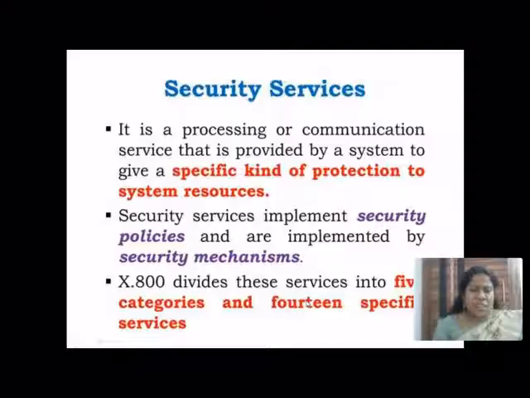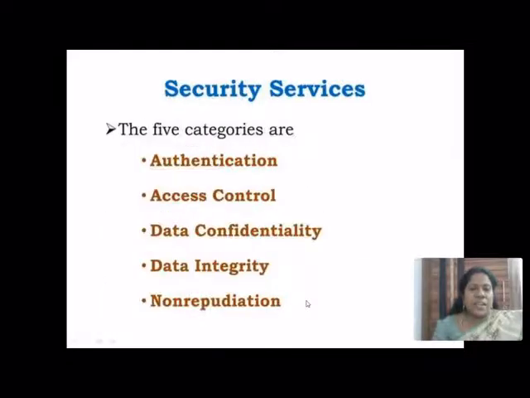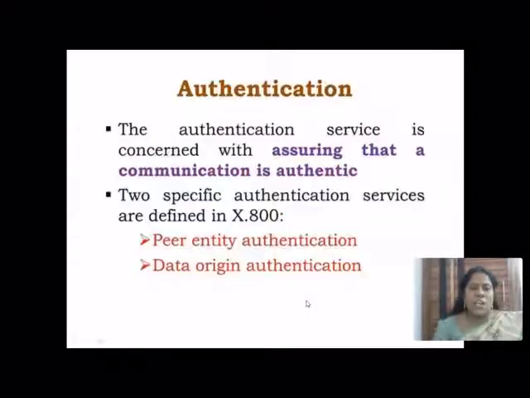Next one is security services. It is a processing or communication service that is provided by a system to give a specific kind of protection to system resources. It can be categorized into five types. One is authentication, next access control, third data confidentiality, the fourth data integrity, and the final one is non-repudiation. First we are going to see about authentication.